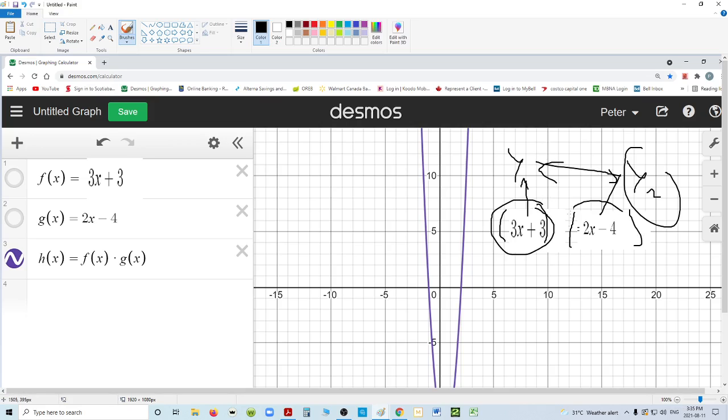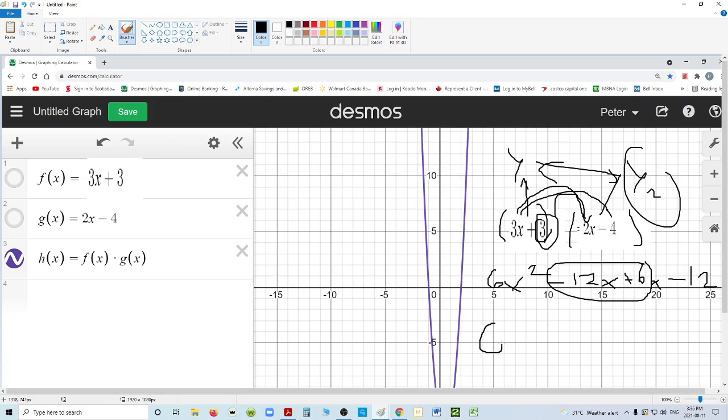So essentially, since this is a representation of this, if I expand this, what's 3 times 2? 3x times 2x? 6x squared. What's 3x times minus 4? Minus 12x. What's 3 times 2x? Plus 6x. And finally, what's plus 3 times minus 4? Minus 12. I can add these common terms together. I get 6x squared minus 6x minus 12. I can even factor out a 6 from all of it, and I get x squared minus x minus 2.